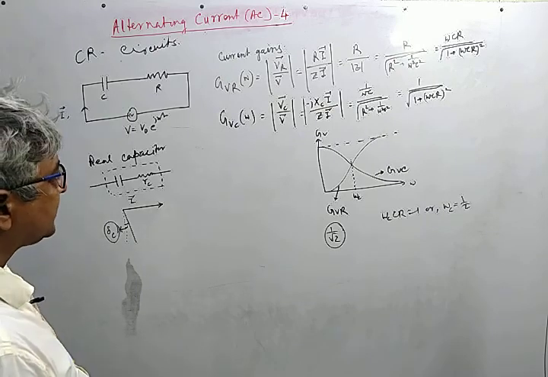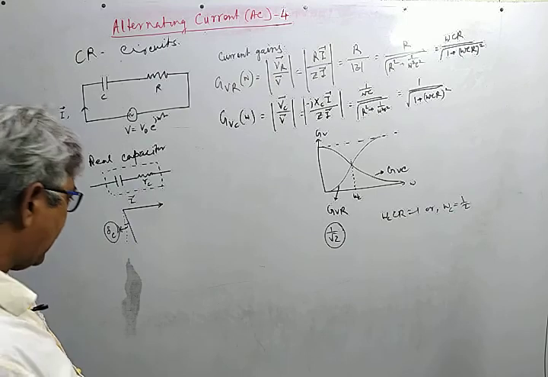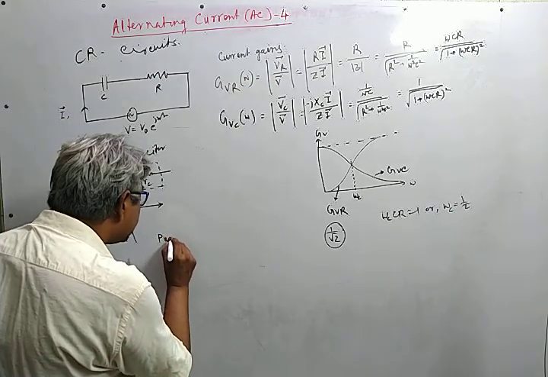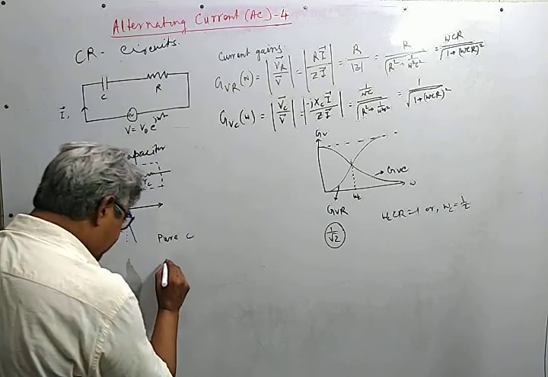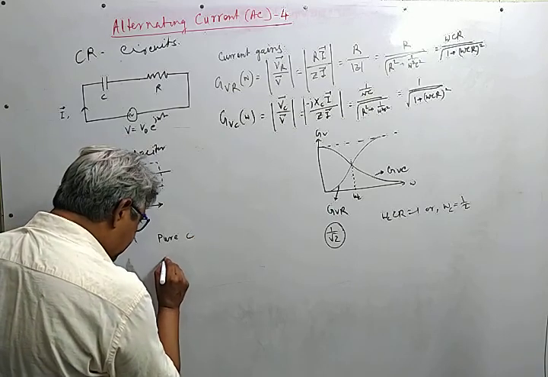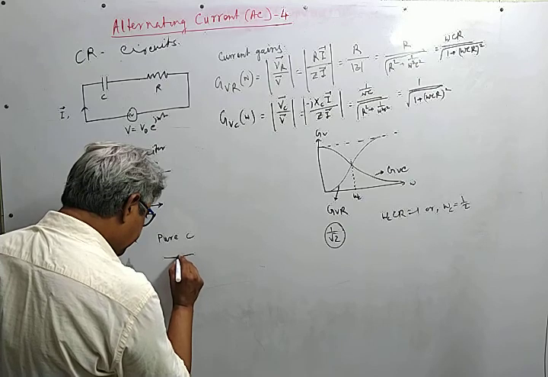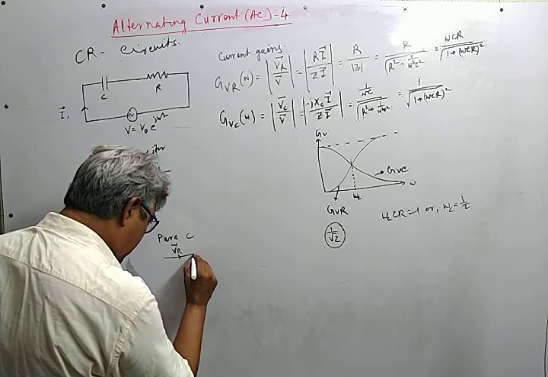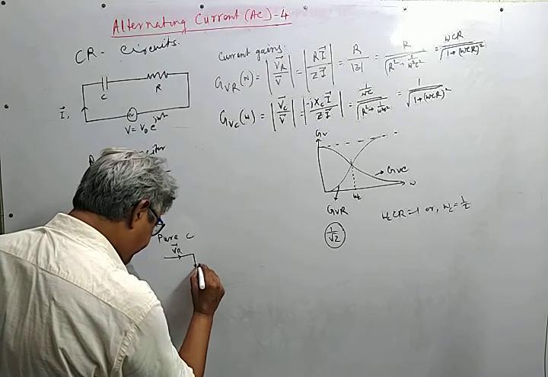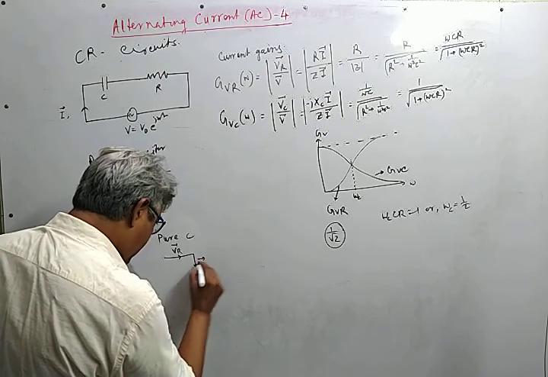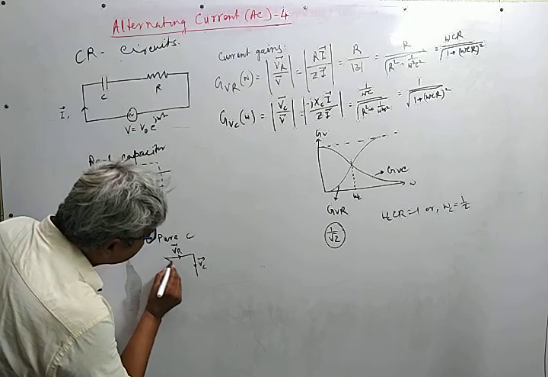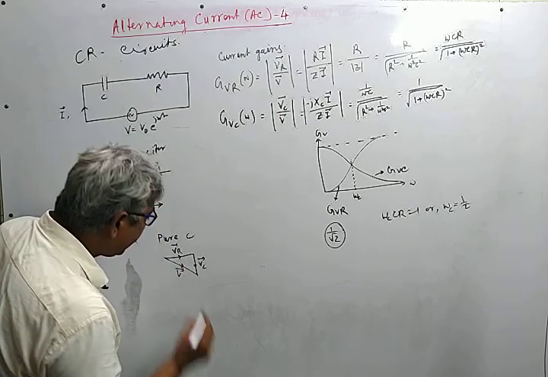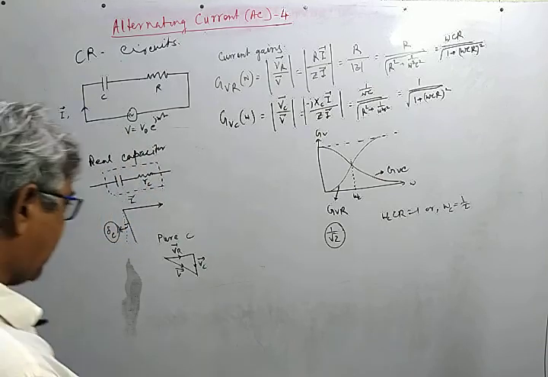In a series circuit, we can estimate the resistance like this. For a pure C, the circuit diagram and the phasor diagram is this. This is VR, this is VC, and this is the applied voltage V. This is the phasor diagram in the case of a pure capacitor.